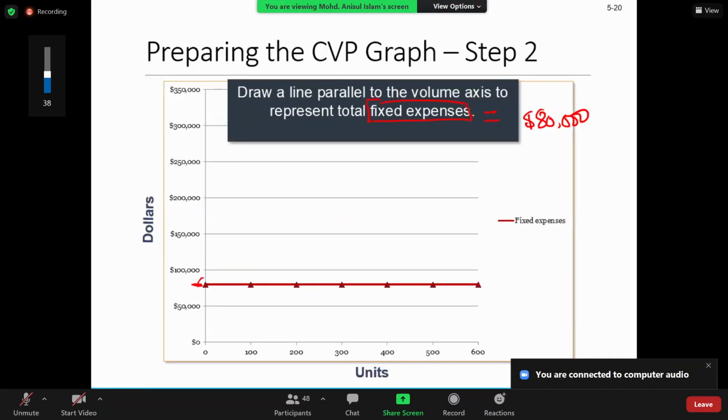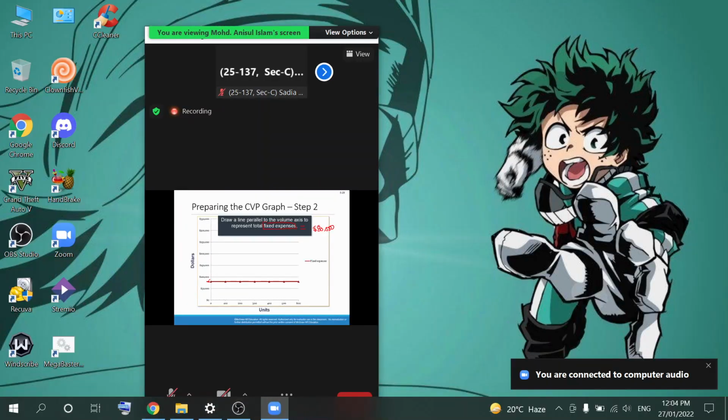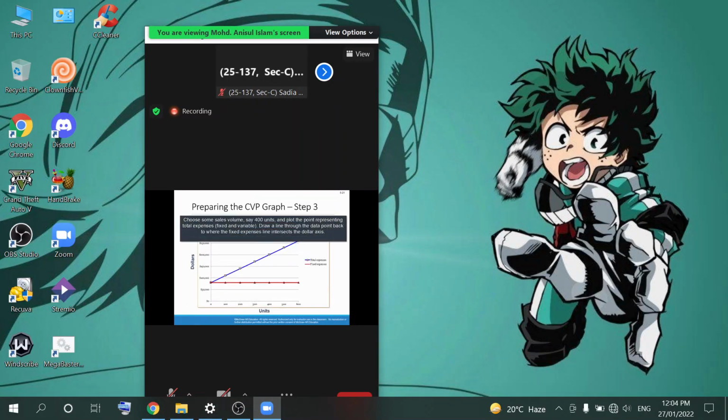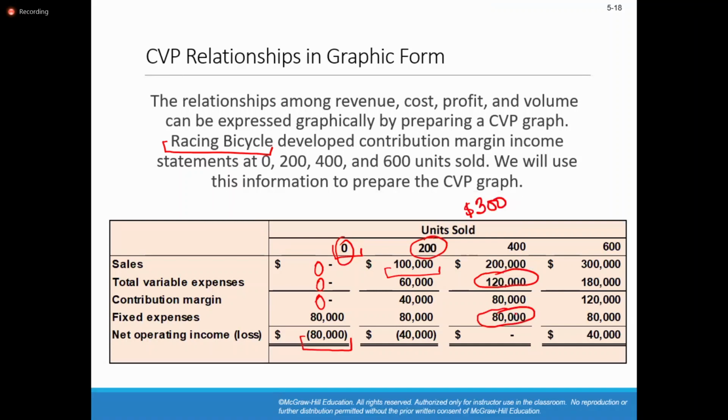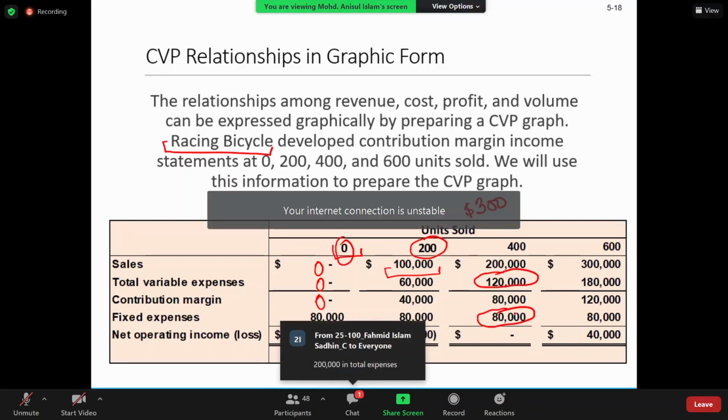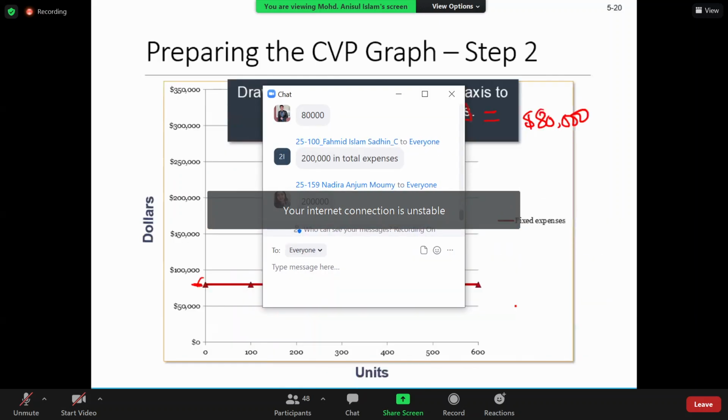exceeds, I mean, the units of sales exceeds the reference level, fixed expenses will change. Okay, let's proceed. We have 120,000 variable expenses. We have 80,000 fixed expenses. What is our total expenses? 200,000, right? Yeah, 200,000.